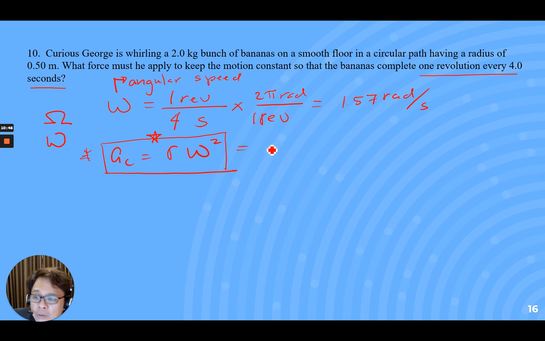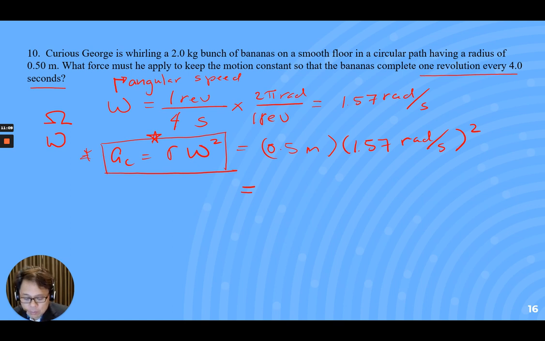So the radius is given. The radius is 0.5 meters. That's our r. And the omega, we have converted it to radians per second, then square it. So our a sub c, we need that a sub c to solve for F.